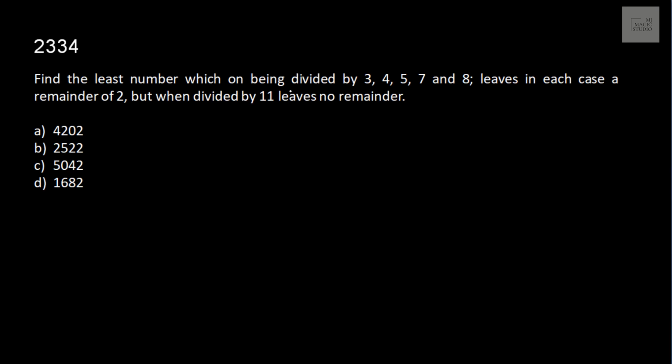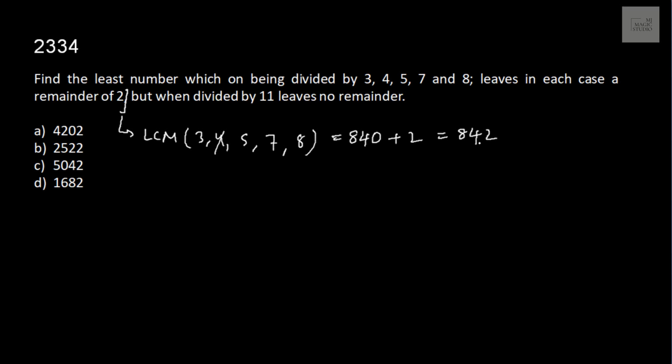Find the least number which on being divided by 3, 4, 5, 7 and 8 leaves in each case a remainder of 2. If my question is still here, I would be following an entire LCM process, isn't it? LCM of 3, 4, 5, 7, 8 would give me 15 into 56, that is 840. And the remainder is 2. If I add 2 to it, it is 842. So 842 is the smallest number which when divided by 3, 4, 5, 7 or 8 will always leave remainder 2 in each case.